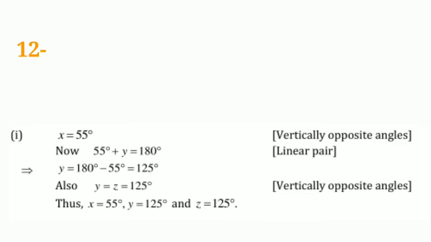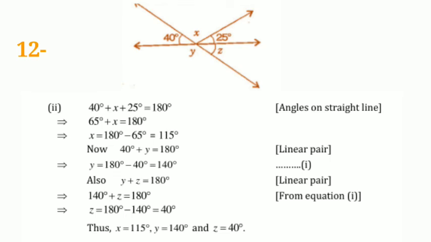Like that, in the second answer, above the straight line, the sum of all angles gives you 180 degrees. So these are angles on a straight line. So 40 plus x plus 25 gives you 180 degrees. If you calculate, the x value will be 115. Now taking the below: 40 plus y gives you 180. Why? This also gives you a linear pair. So you will get y equal to 140 degrees.